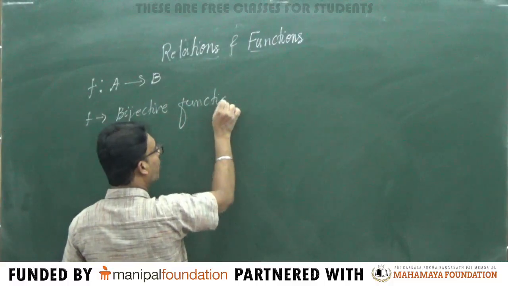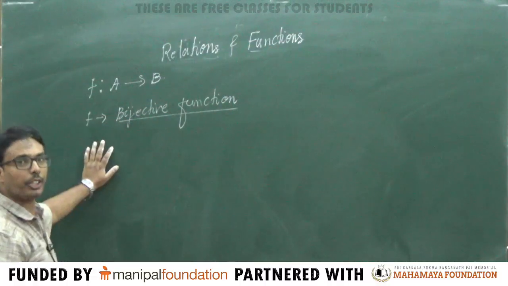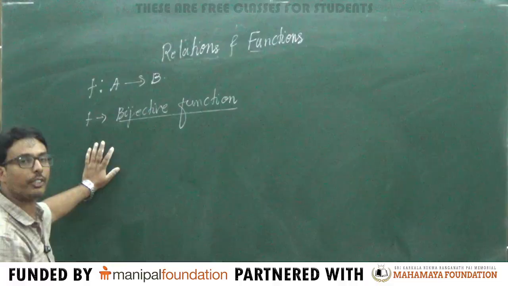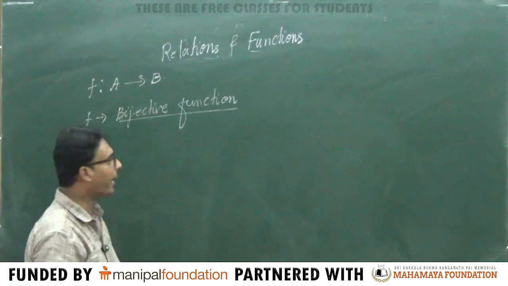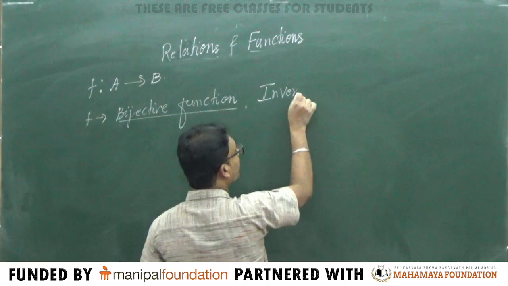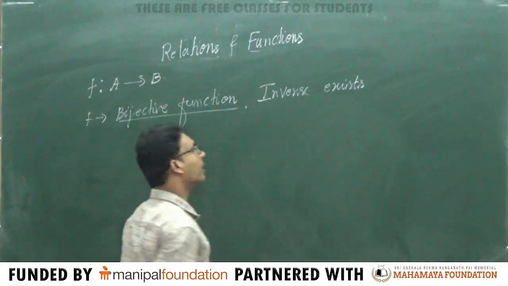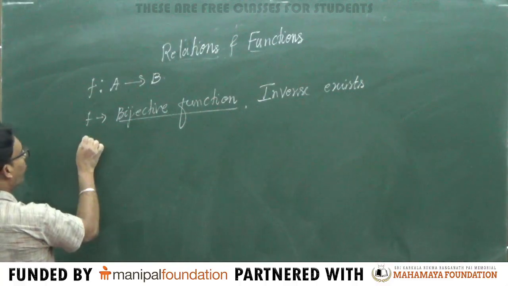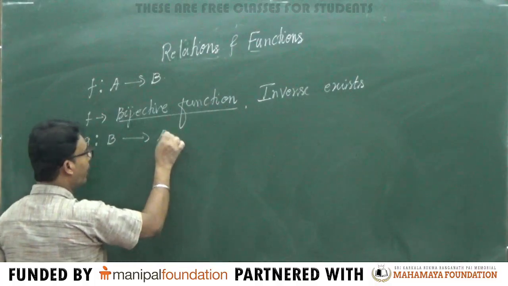Inverse exists only for a bijective function. If the given function is not a bijective function, inverse does not exist. If f is a bijective function, next inverse exists. That means we can define one more function g that maps from the set B to A.